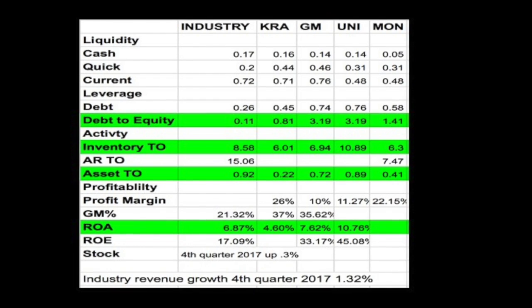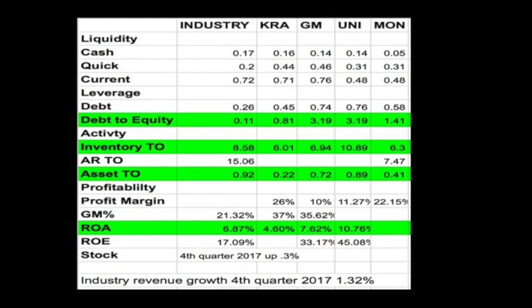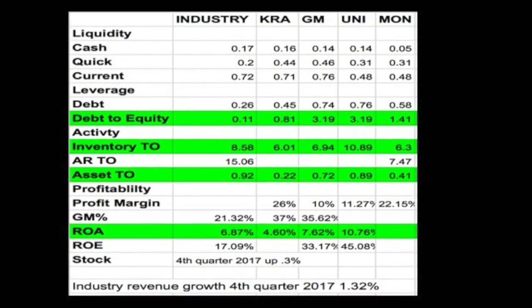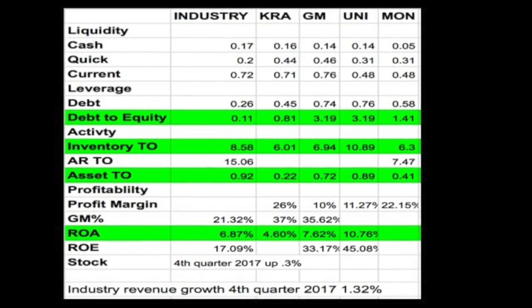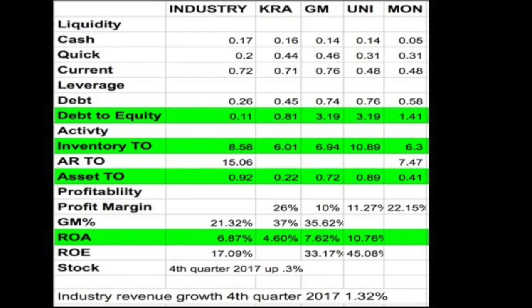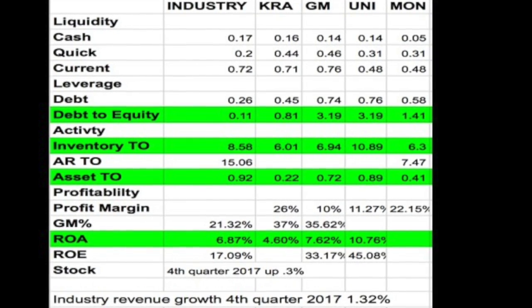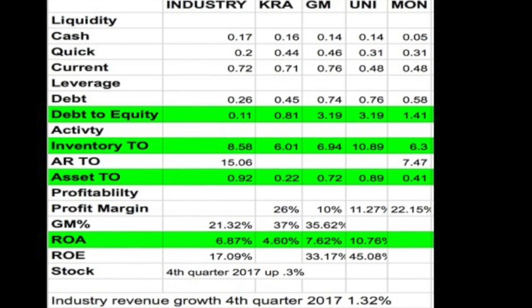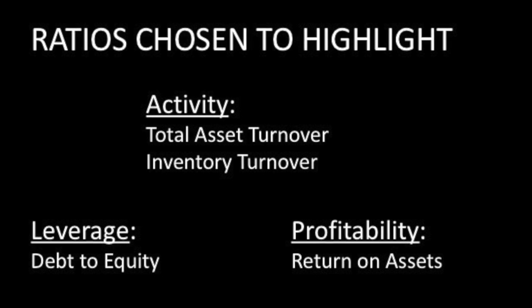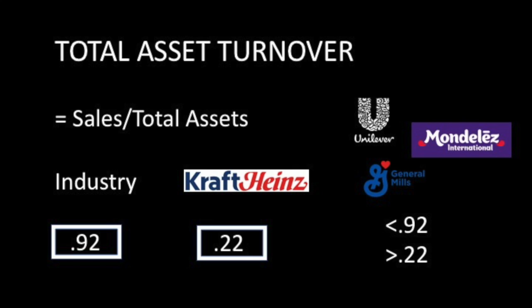We are pulling out some specific ratios we analyzed to highlight differences, both good and bad, between Kraft Heinz and our competitors. The ratios we feel are most important to highlight are asset turnover, inventory turnover, debt to equity, and return on assets. Asset turnover and inventory turnover are both activity ratios.